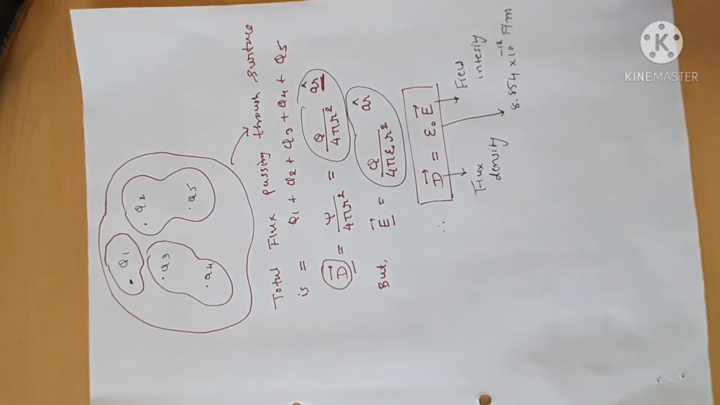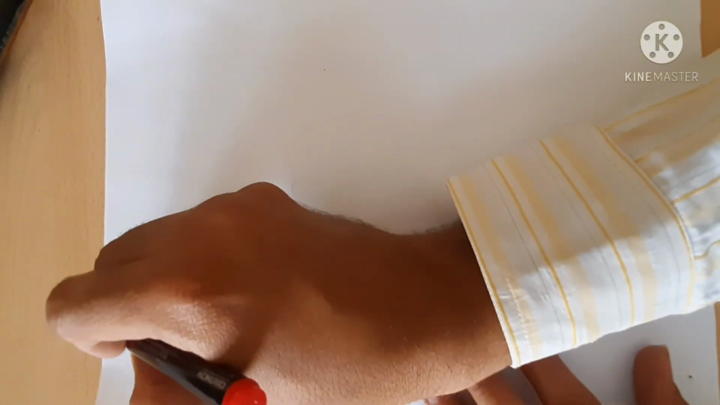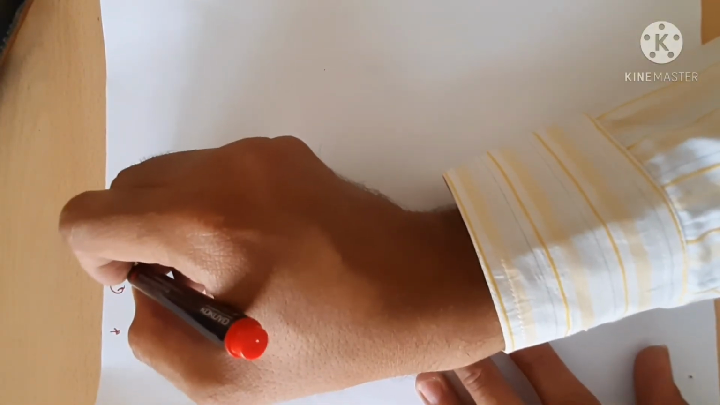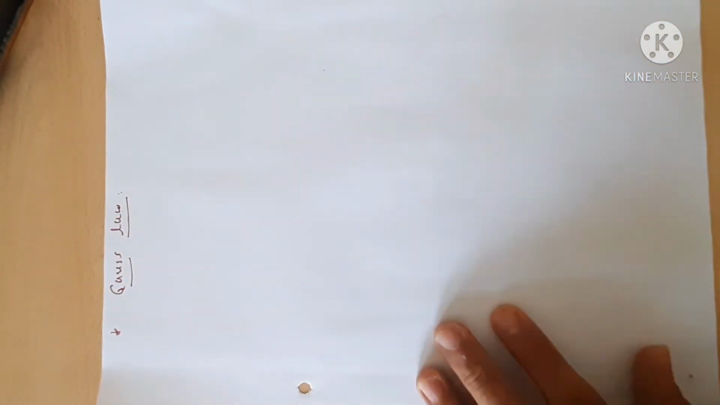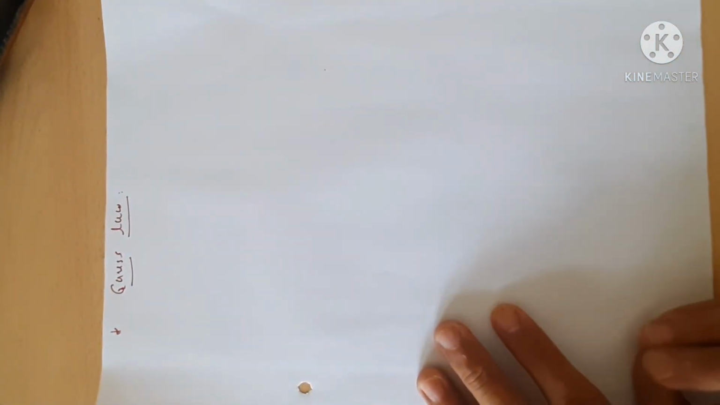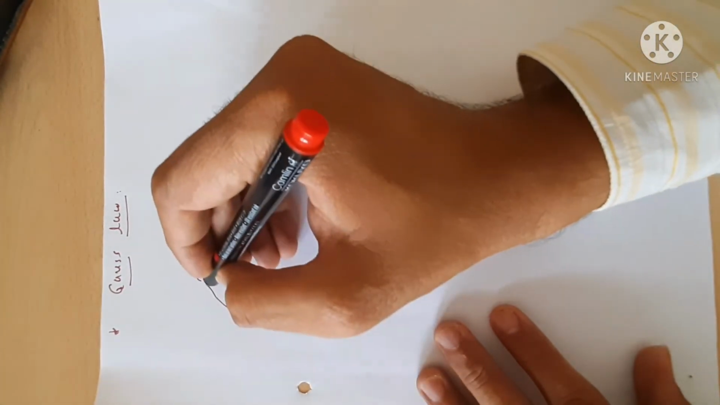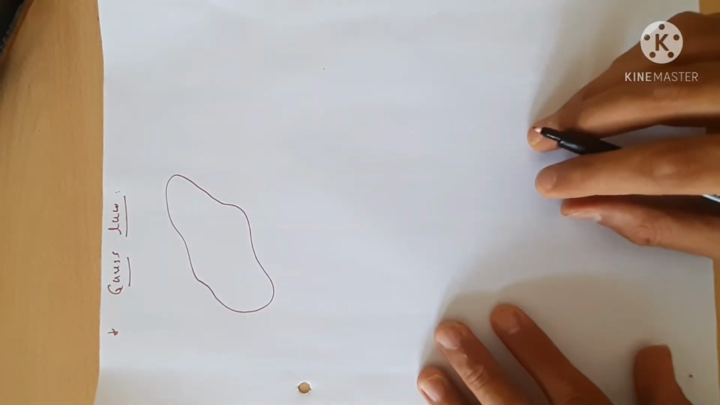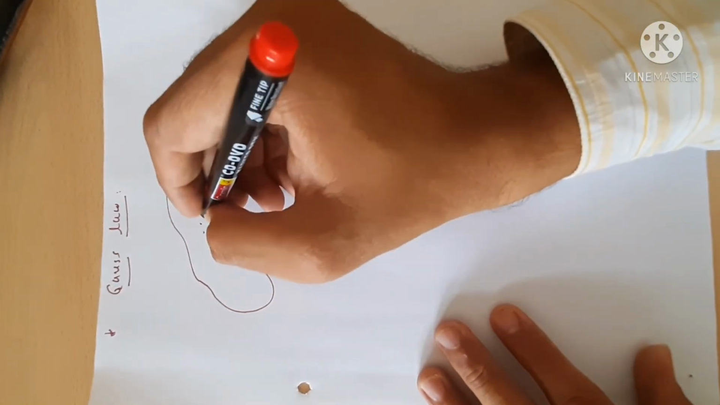Now let us discuss Gauss law. Gauss law states that the flux passing through any closed surface is equal to the total charge enclosed by that surface. Here I take a random closed surface, and there are so many charges present inside the surface.